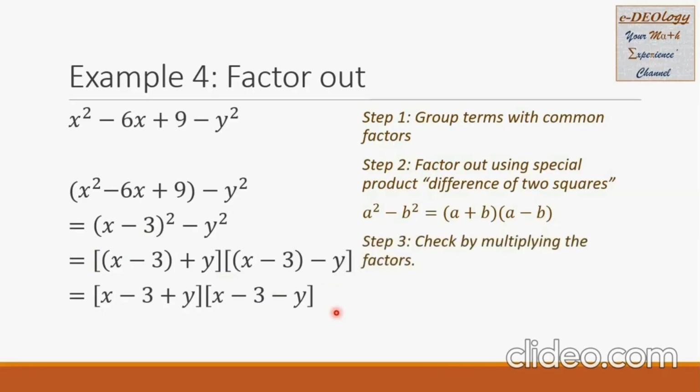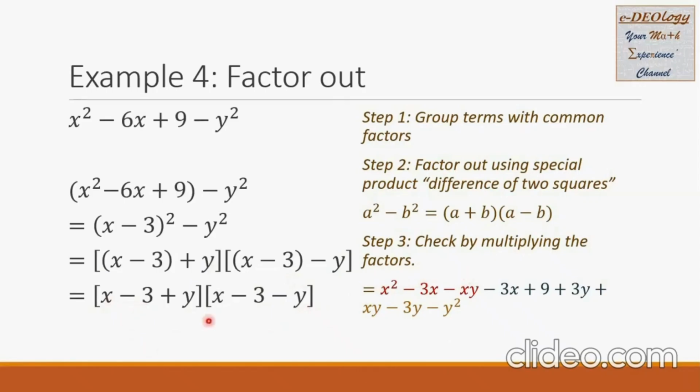So step 3, we're going to check by multiplying the factors if these are correct. So if I'm going to take one term each from this group and multiply to the other group, this will be the product. So x times x will be x squared. X times negative 3 is negative 3x. X times negative y is negative xy.